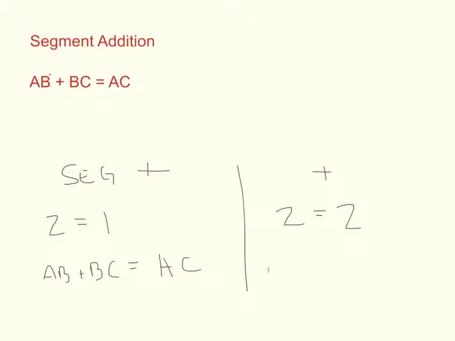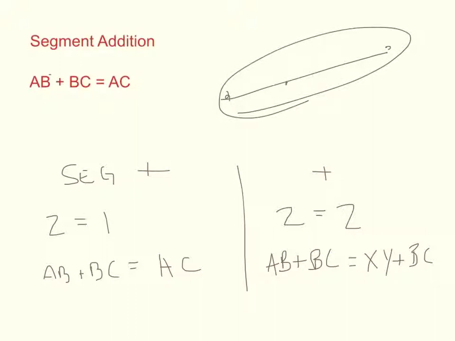Regular addition would be like AB plus BC equals XY plus BC. We have two things on both sides. So don't get those two confused. Segment addition, we have 2 set equal to 1. And basically we use that to show, okay, if we have a segment that's really comprised of two different things, this whole thing is really this part plus this part.